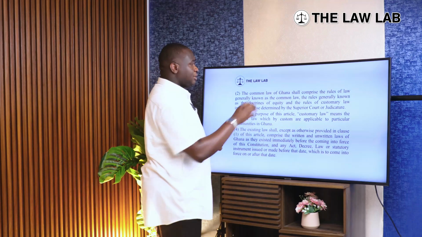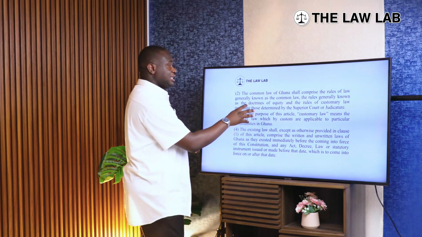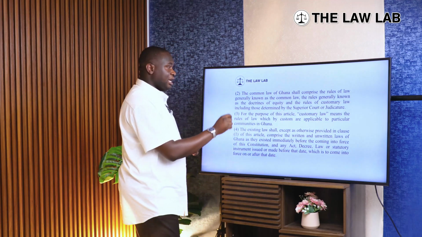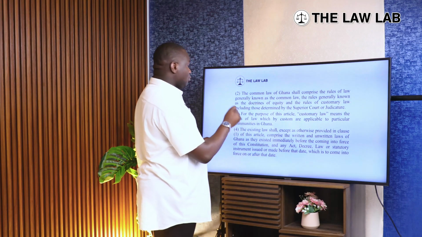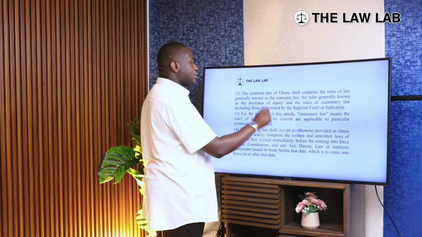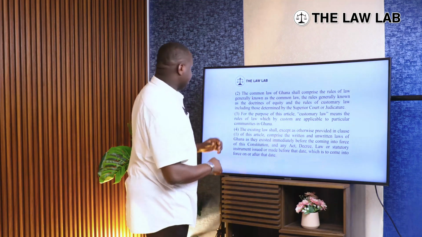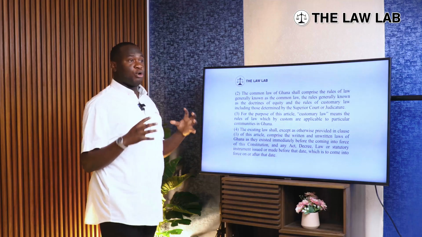of Ghana shall comprise the rules of law generally known as the common law, the rules generally known as the doctrines of equity, and the rules of customary law, including those determined by the superior courts of judicature. Sorry, it's of judicature. Meaning, when we talk of the common law of Ghana, we are looking at three things. The normal common law, if you've watched my video on how to become a lawyer, I briefly explained what the common law comprised of.